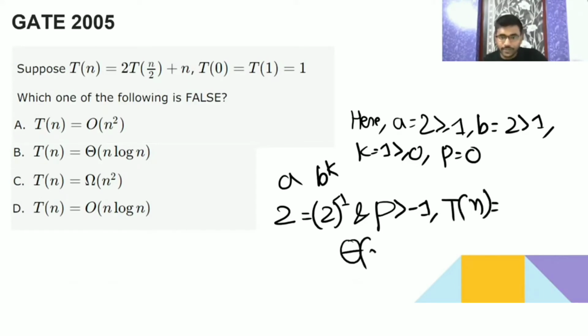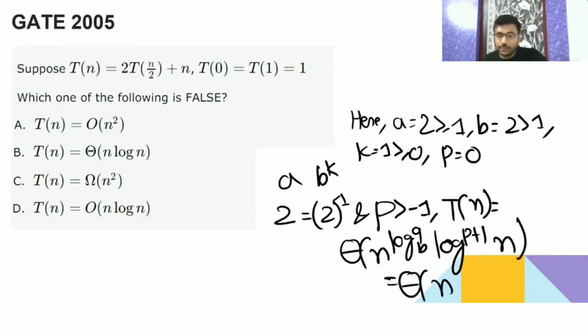theta n to the power log A B, log P plus 1 by n. So it is going to be theta n to the power log A B. A and B is 2, so it is going to be 1 only. P plus 1 is 0, so it is going to be log n. So theta is going to be n log n.